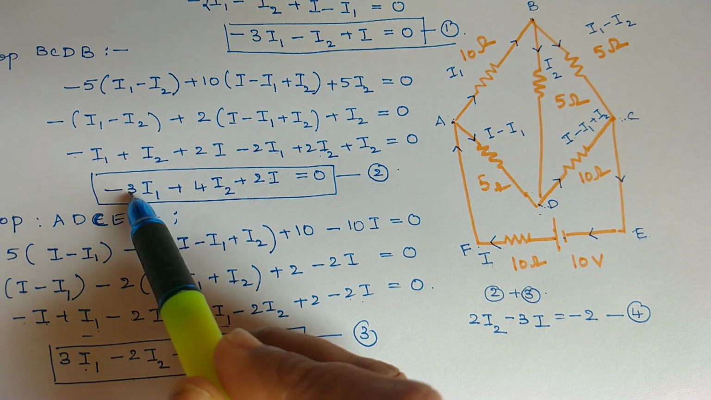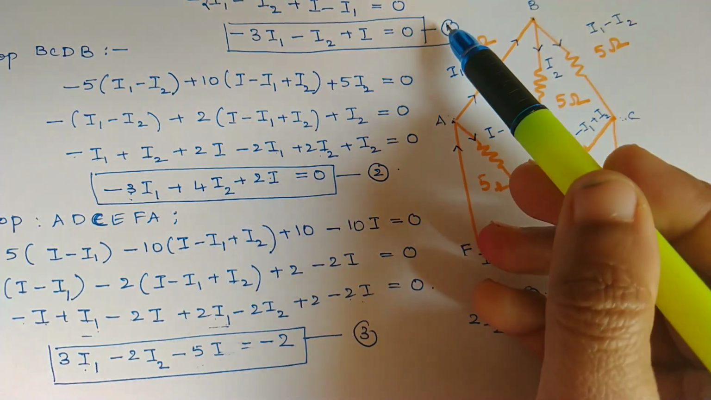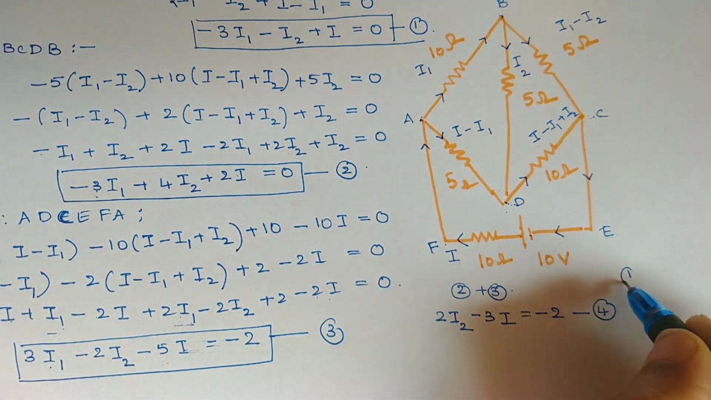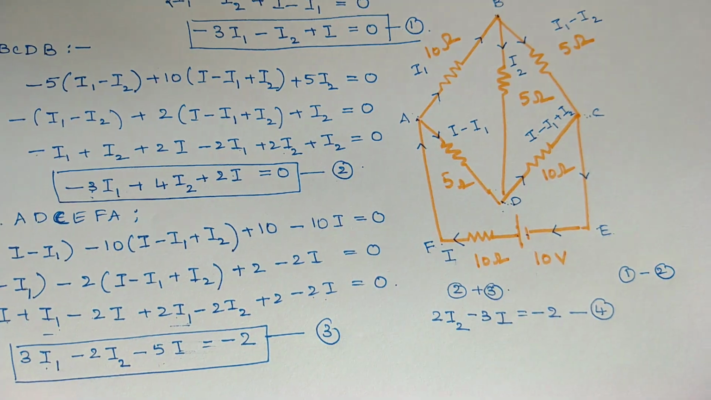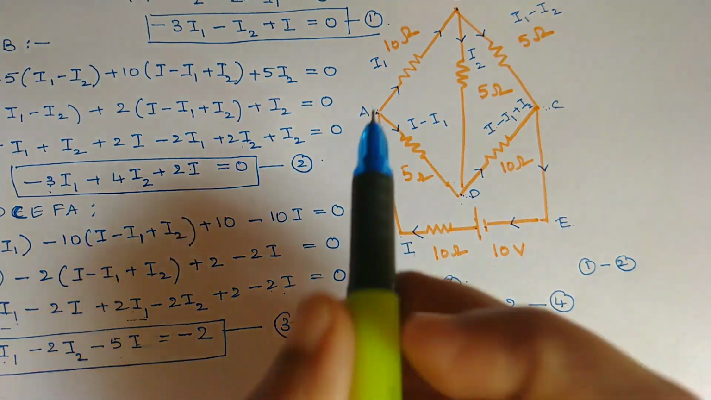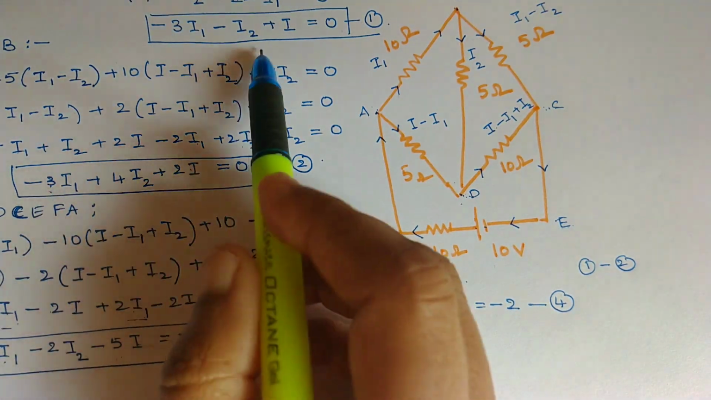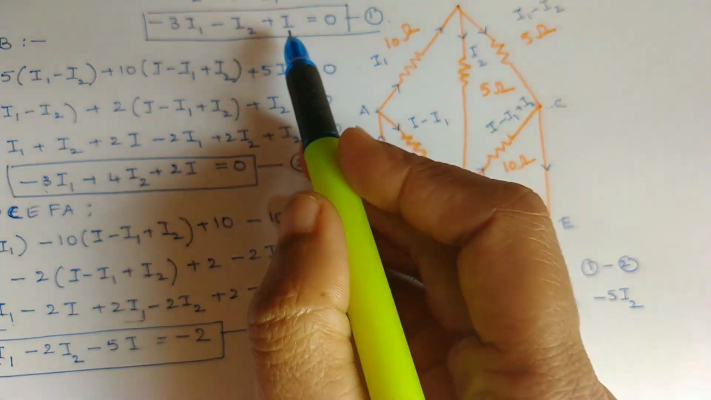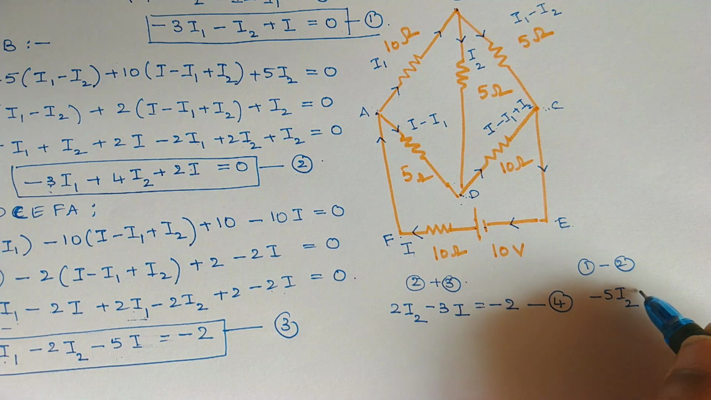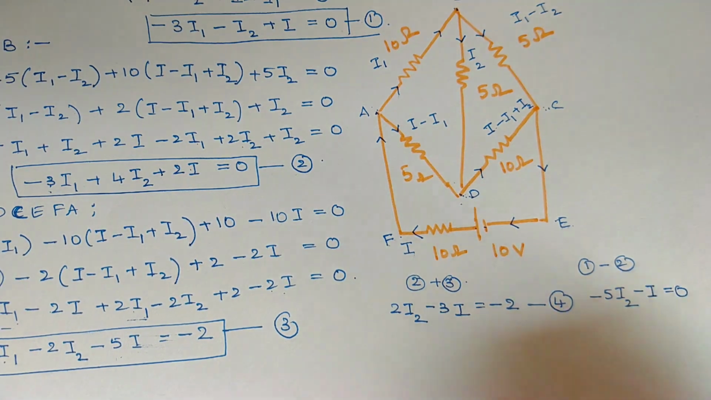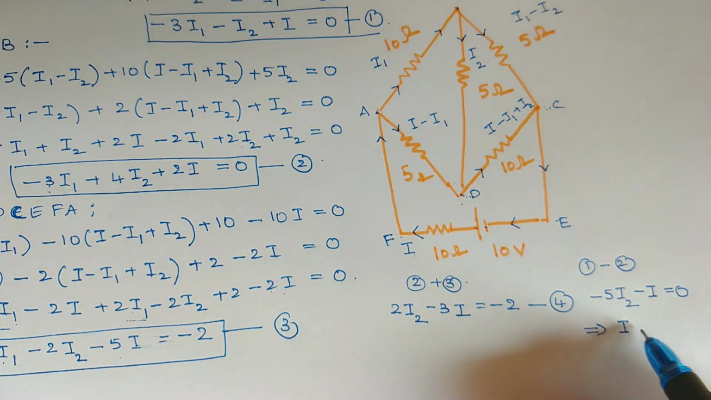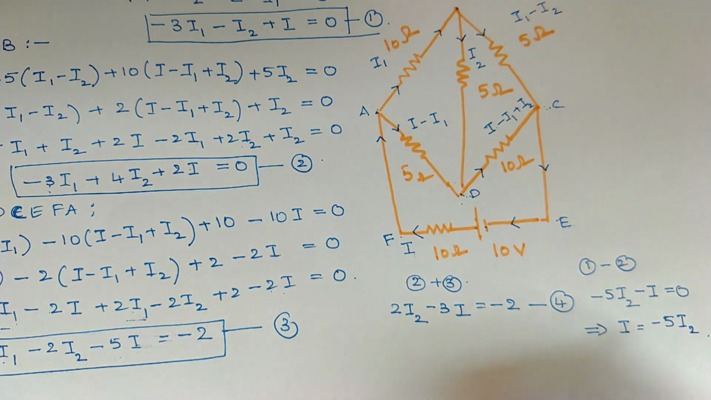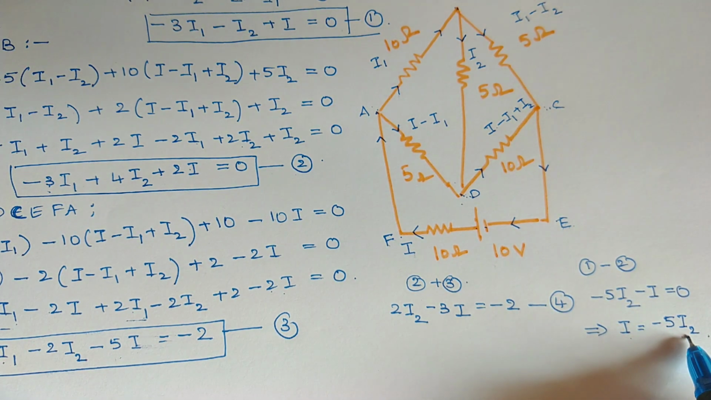Because we have minus 3I1 and minus 3I1, when you subtract, I1 gets cancelled. So when I subtract 1 minus 2, I will write the equation here. Equation 1 minus equation 2. What is the answer when I subtract 1 and 2? 3I1 minus 3I1 gets cancelled. Minus I2 minus 4I2 will be minus 5I2. I minus 2I will be minus I, should be 0. Implies I is equal to minus 5I2. If I bring I this side, I have got I as minus 5I2.